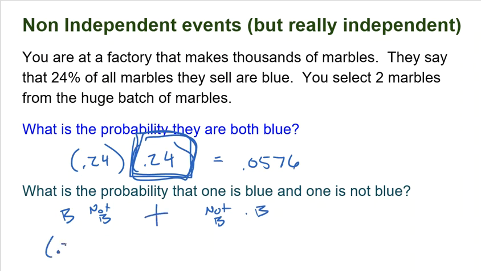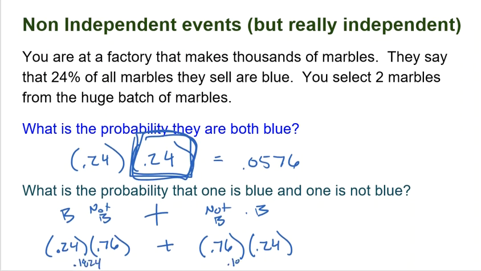So first one is blue is 24%. What's the probability that the second one is not blue? Well, that's called the complement. There's a 24% chance it's blue. There's a 76% chance it's not blue. And then or I could have a not blue first, 76% chance not blue, and then a blue second. Now again, multiply these out, 0.24 times 0.76, it's 0.1824 either way. Both of these are 0.1824.